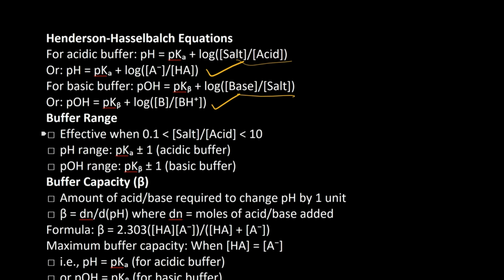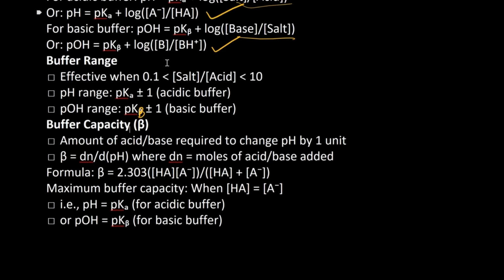Then buffer range. I think in one of those January papers they have asked this type of question, buffer range. The pH range can be found out by pKa plus or minus 1, and the pOH range, that is pKb plus or minus 1, for acidic and basic buffer.